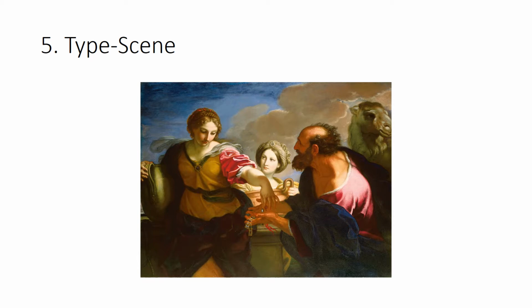And finally, Alter talks about how there are these repetitive type scenes. So these repetitive scenes that often are important events in the hero's life. And so one of the examples that he uses is the betrothal that happens at the well, which happens in various characters' lives throughout the Old Testament. And so the image that I'm showing here on the slide is from the story of Rebecca being found at the well and then betrothed to Isaac.